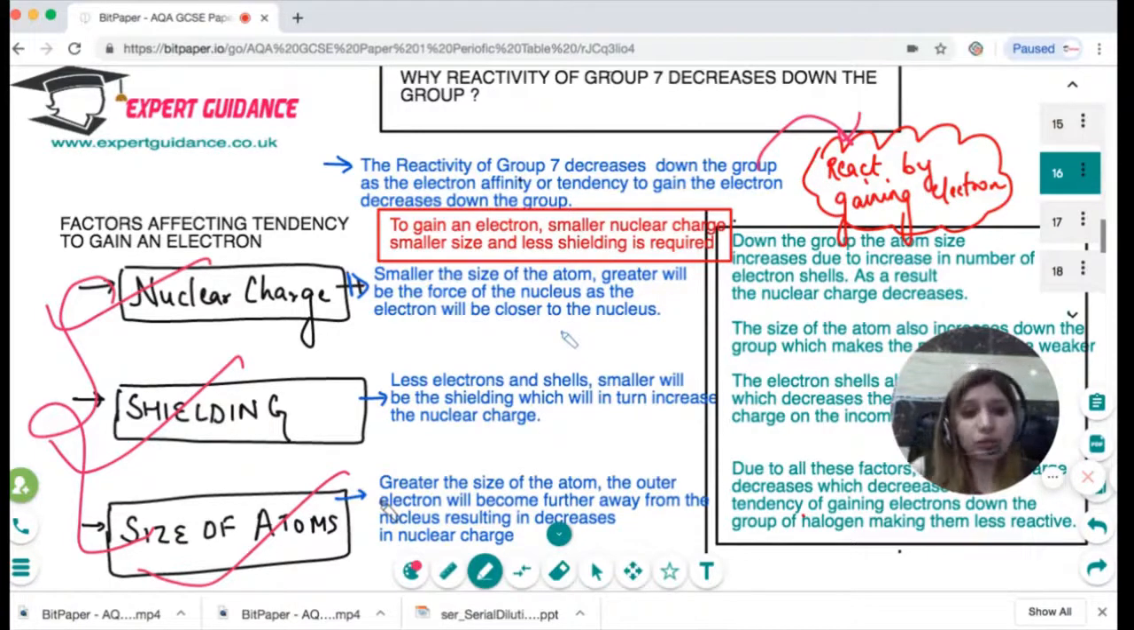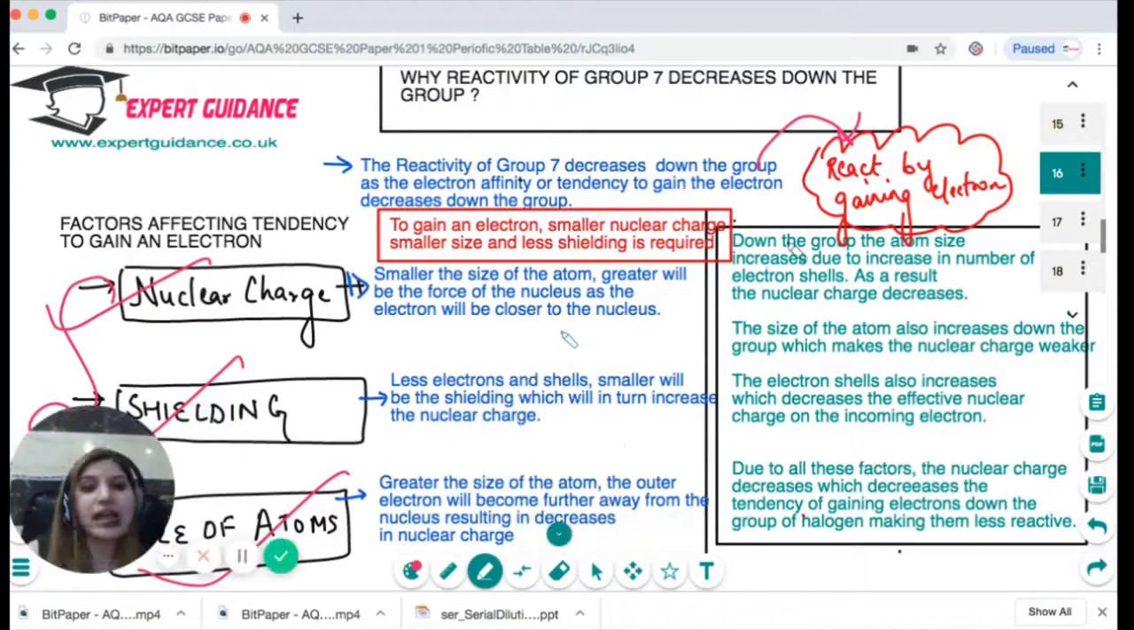Also, down the group, the nuclear charge gets shielded by the inner electrons. So the incoming electron will experience a smaller nuclear charge. Okay, so I hope it's clear to you. Now let me summarize. Down the group, the atom size increases due to the increase in the number of electron shells. As a result, the nuclear charge decreases. The size of the atom also increases down the group, which makes the nuclear charge weaker. The electron shells also increase, which decreases the effective nuclear charge on the incoming electron. So due to all these factors, the nuclear charge decreases, which decreases the tendency of gaining an electron down the group of halogens, making them less reactive.